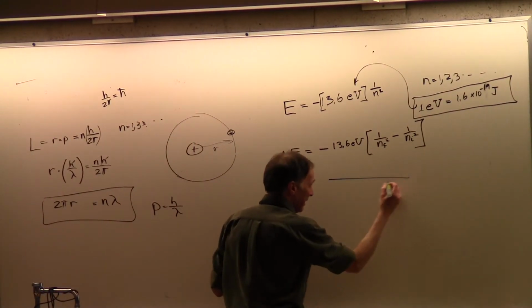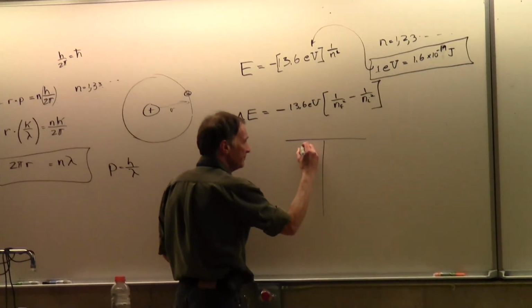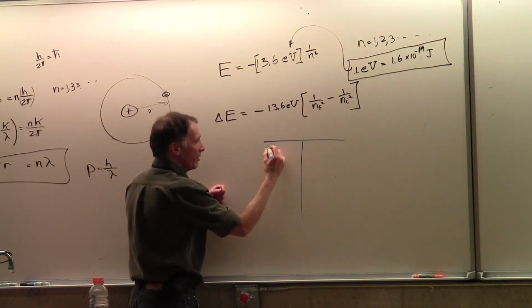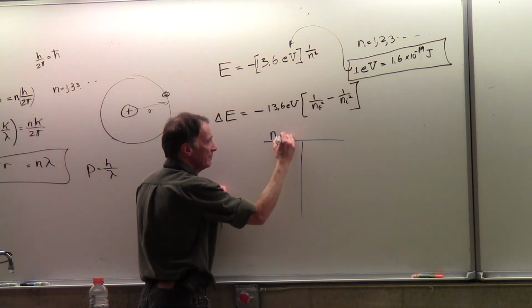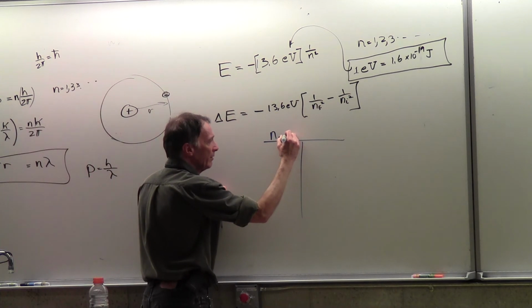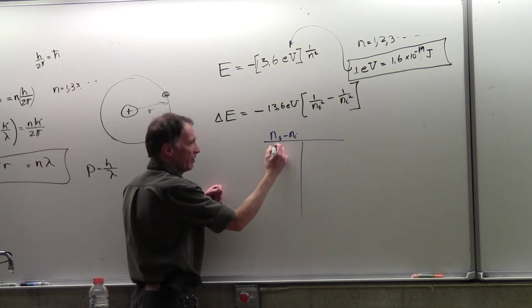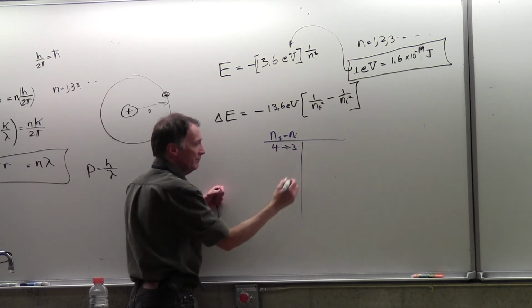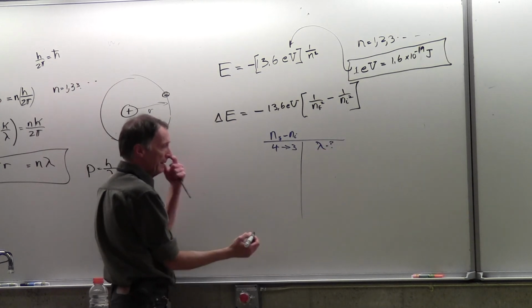So we could say, let's say I go n final minus n initial. Let's say I go from 4 down to 3. I'll come up with some wavelength here that I need to find.